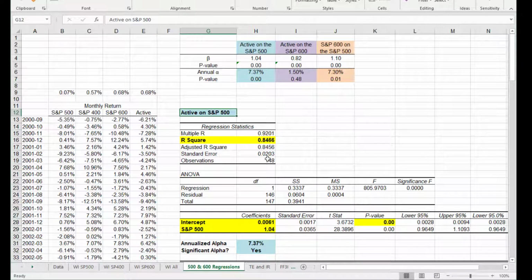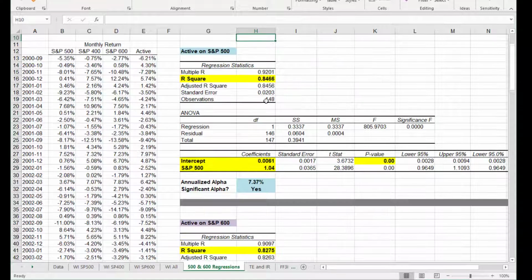So this is what the manager essentially was trying to get us to buy into, that the R squared, which is 84.66%, the intercept is positive, it's 0.61% per month. On an annualized basis, this is 7.37% per year, and it is statistically significantly different from zero. And this portfolio has a beta of 1.04. And I just pulled those numbers up here, and here's the annual alpha and the p-value that we can use to determine whether or not this annual alpha is significant.